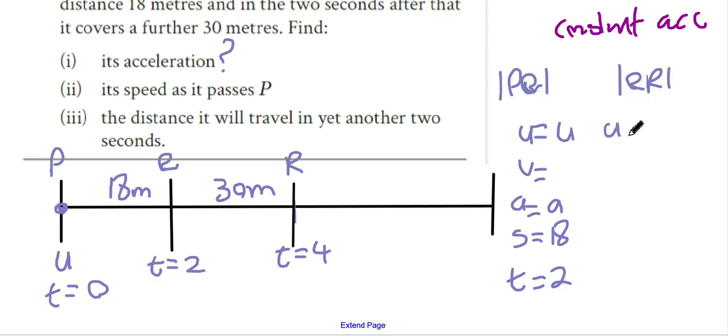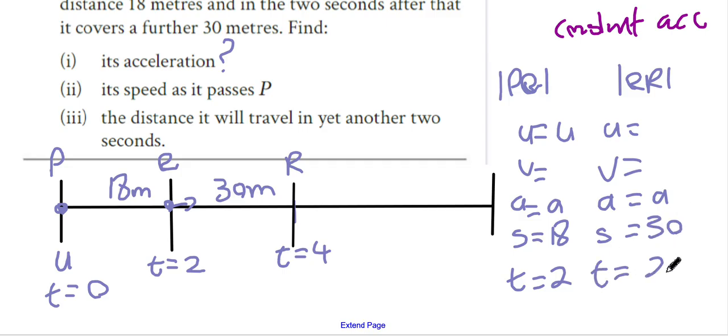QR. What's the U value of QR? What speed is it going as you cross the line here? You don't know, do you? I don't know how fast that's going. It's actually equal to the V of the last part. But I don't know it, it is the answer. Okay? V, I don't know. A is still A. S is what? And T is 2. And guess what? You're lacking a variable on your second data set. Agreed?